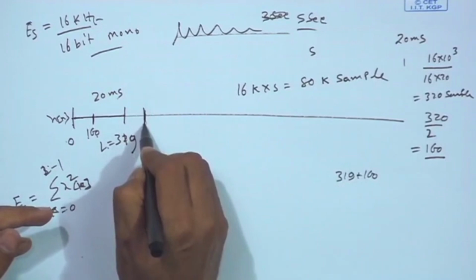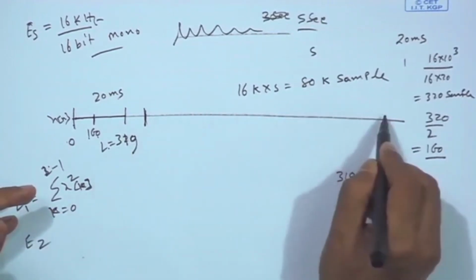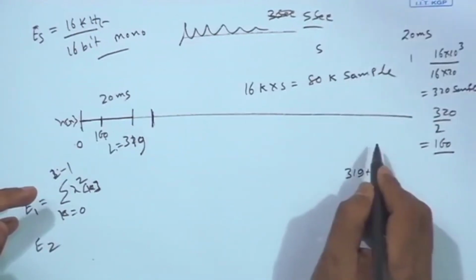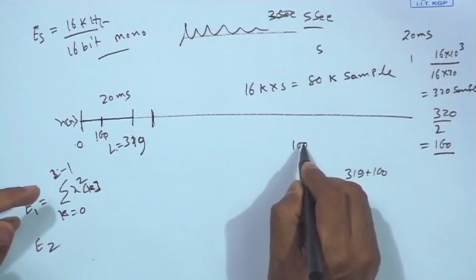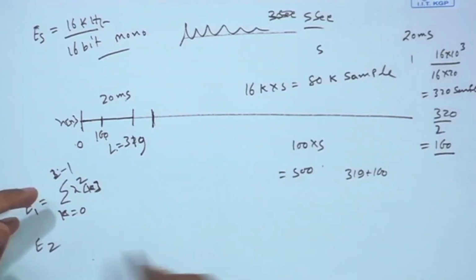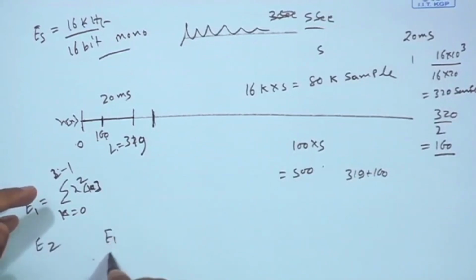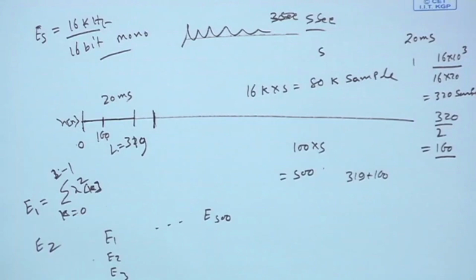So, I take those samples and find out E2. If it is 10 millisecond shifting, I get 100 frames per second. So, in 5 seconds I will get 500 frames. So, I can get E1, E2, E3 up to E500. So, I get 500 short term energy data points.